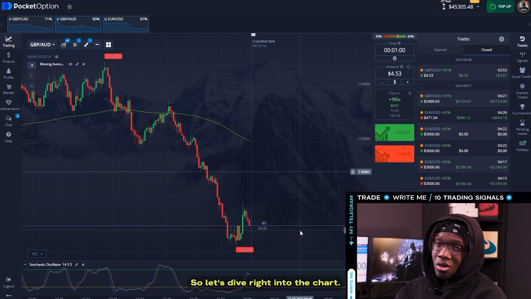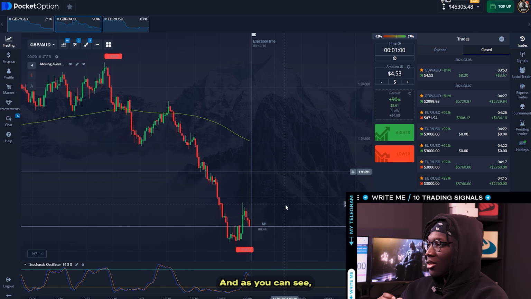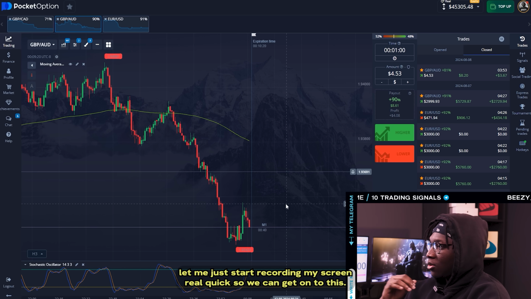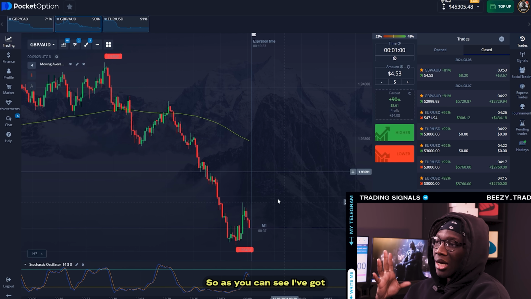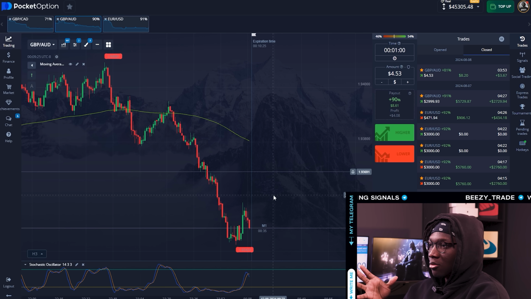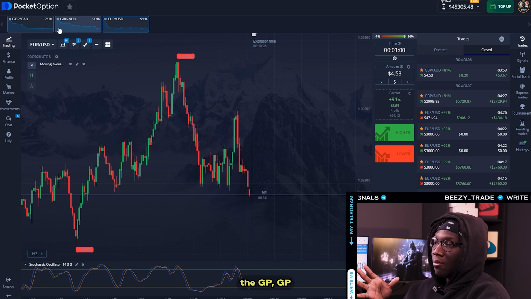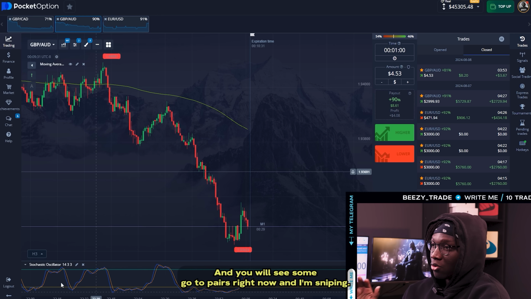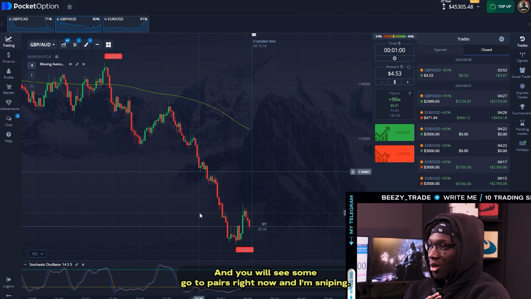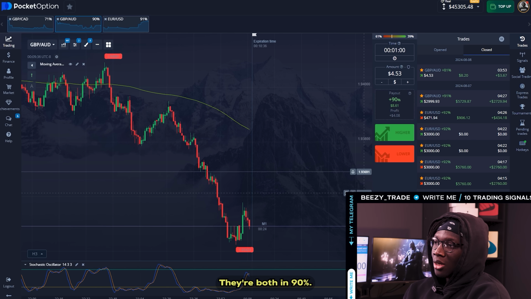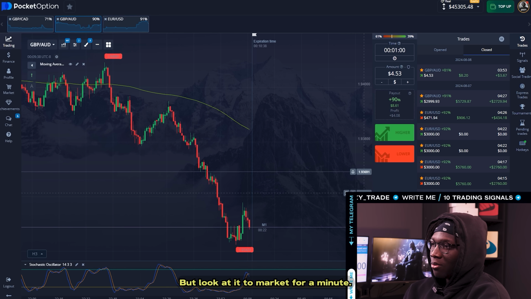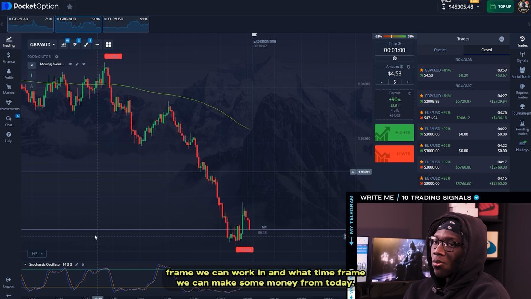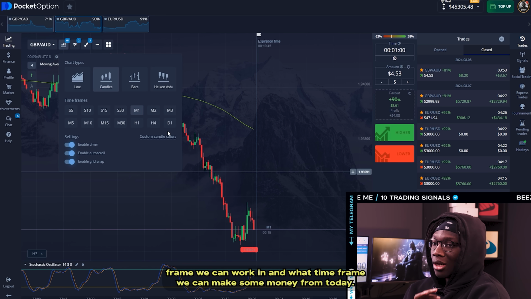So let's dive right into the chart. Let me just start recording my screen real quick so we can get onto this. As you can see, I've got GBP Australian dollars, as well as British pounds Canadian dollars, and Euro USD. These are my go-to pairs right now, and I'm sniping. They're both at 90%. But looking at the market for a minute, I'm going to do a little bit of analysis, and we're going to try to see what time frame we can work in and what time frame we can make some money from today.